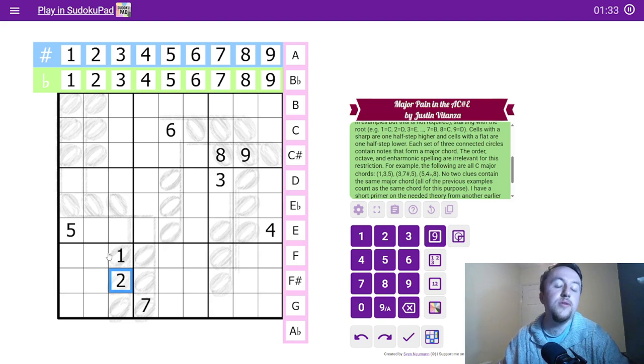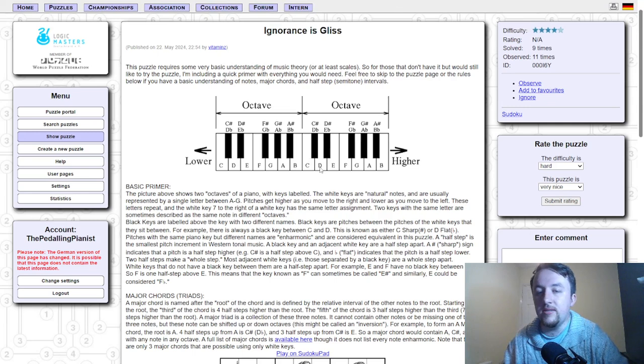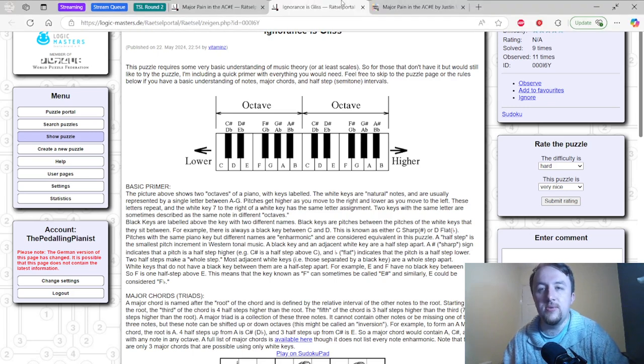So if we, for example, flattened the 1 but left the 2 as it is, we would get a C flat, also known as a B, and the D would remain normal. So B and D are part of exactly one major chord, which is the G major chord, G, B, D, or G, C flat, D is also fine in this puzzle.